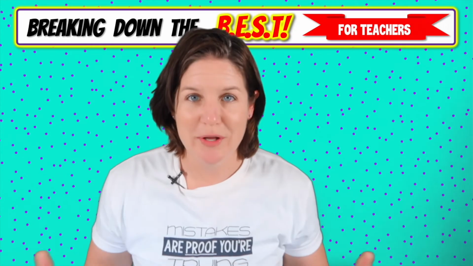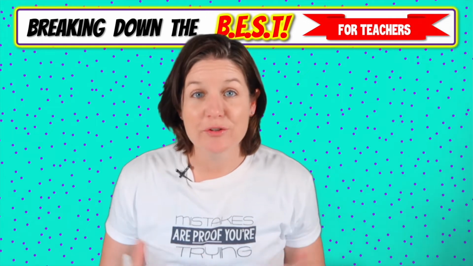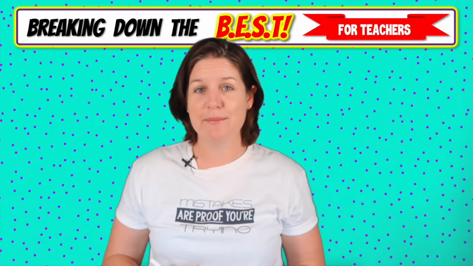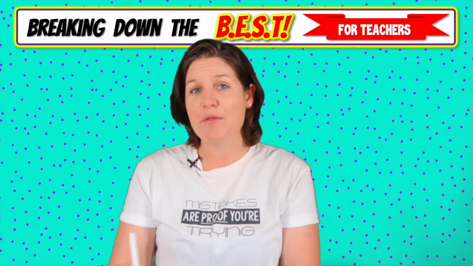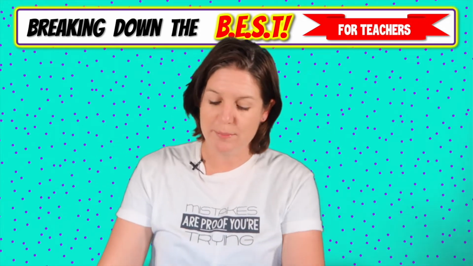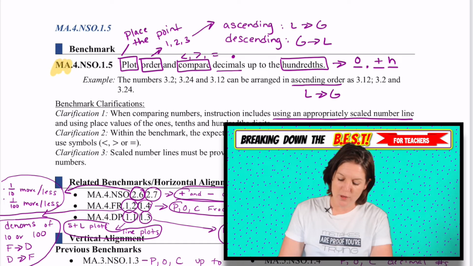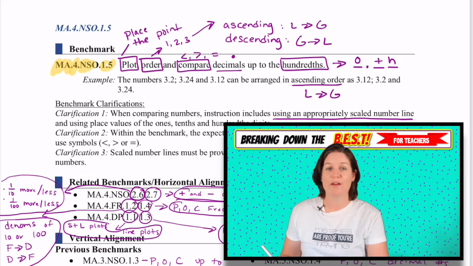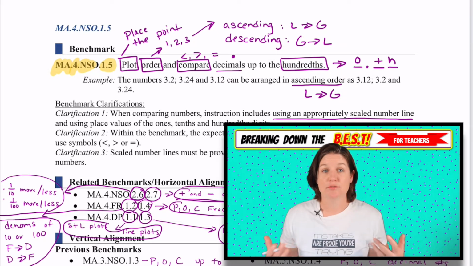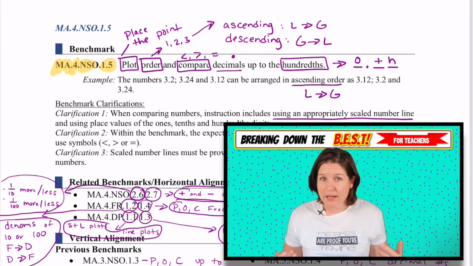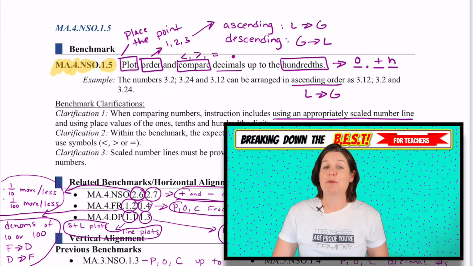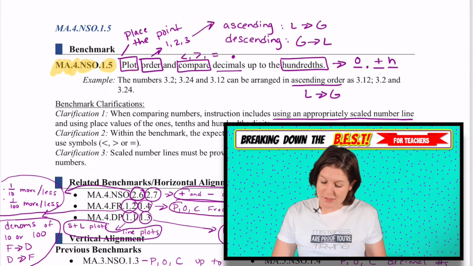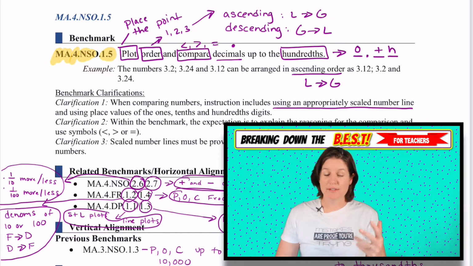Hello everybody and welcome. My name is Sarah McCarthy, the creator of McCarthy Math Academy, and I'm super pumped that you are joining me today for breaking down this B.E.S.T standard, which happens to be MA.4.NSO.1.5. MA stands for Math, 4 is 4th grade, NSO is number sense and operations, and 1.5 is the standard for today.